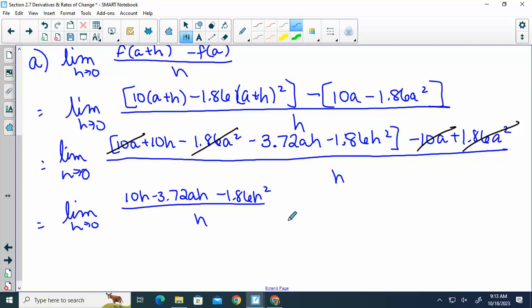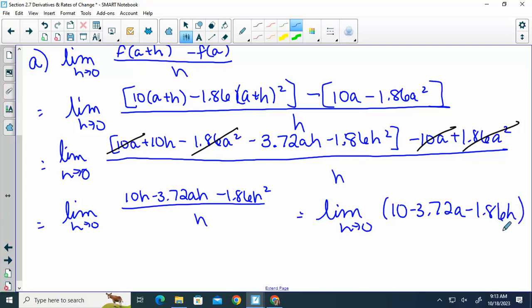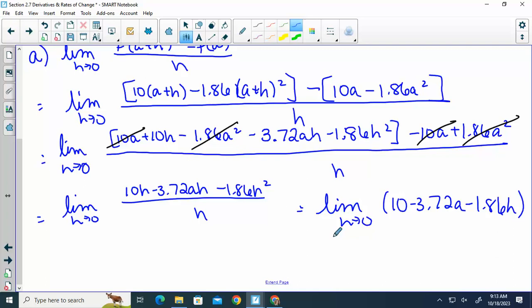All right. So now what can I do? Take out an h. So that gives me 10 minus 3.72a minus 1.86h. All right, and now if you plug in 0 for your h, we get 10 minus 3.72a.